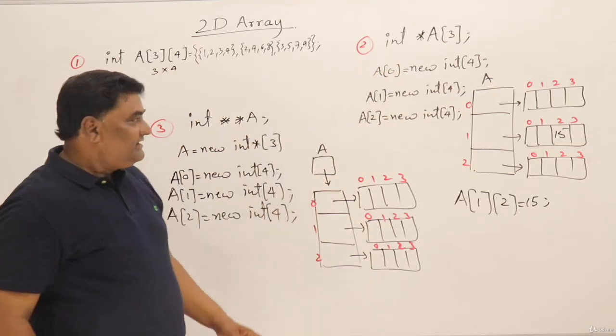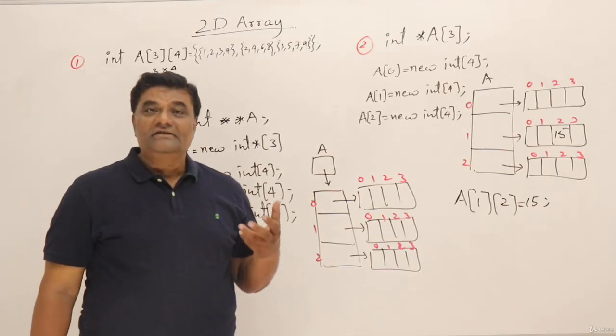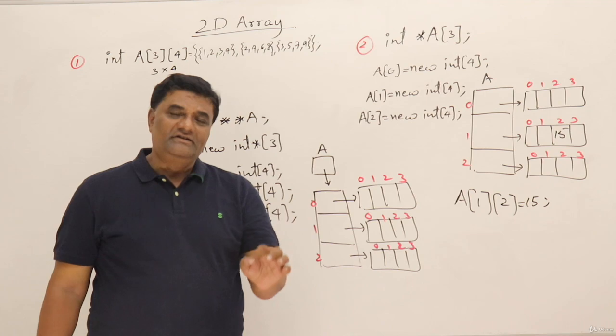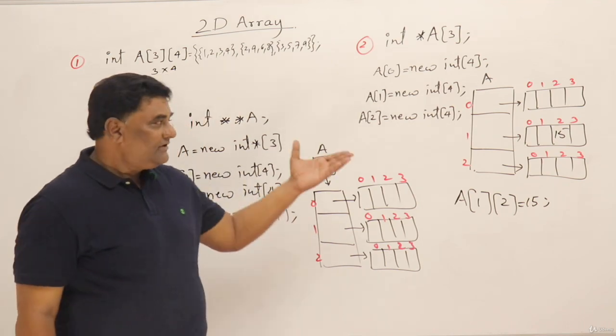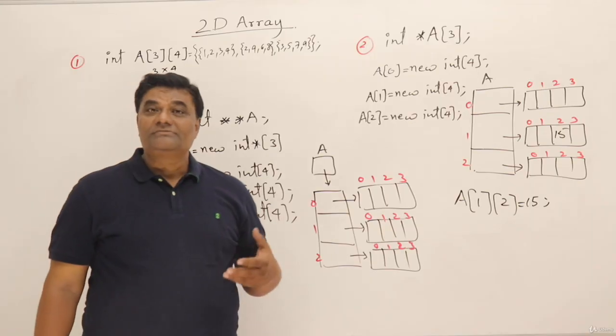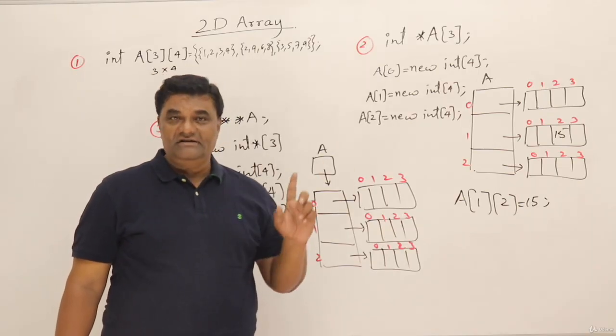Now one more thing. See, every time I have used the new operator. If you want to know how it is done in C language, then you know very well that the malloc function is used for allocating the memory. So wherever we have used new, we have to use the malloc function there. Because in C language, malloc means memory in heap.